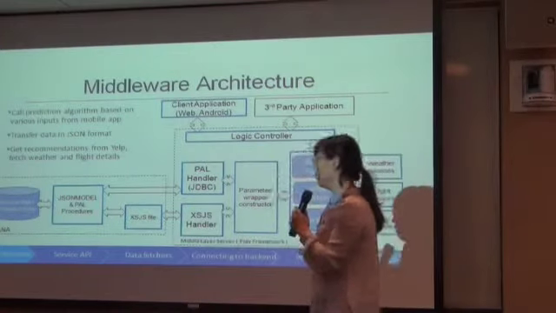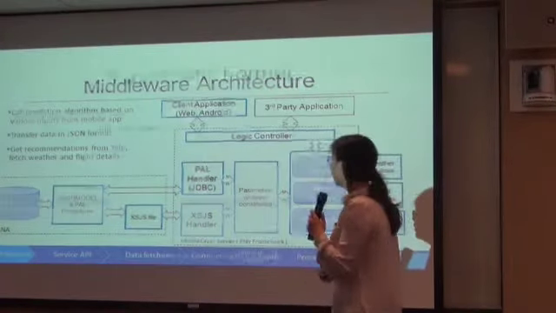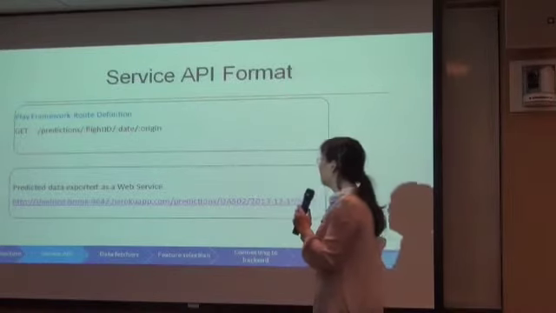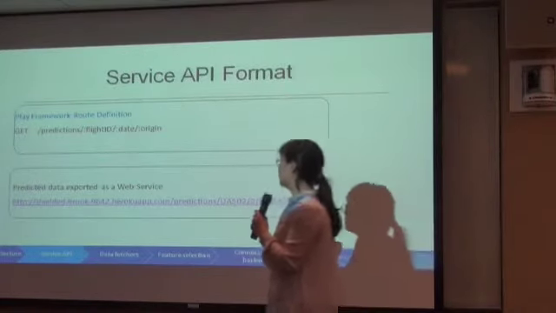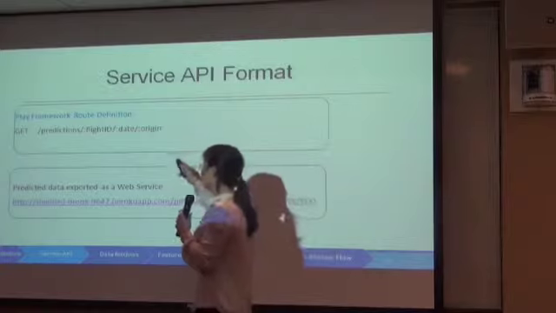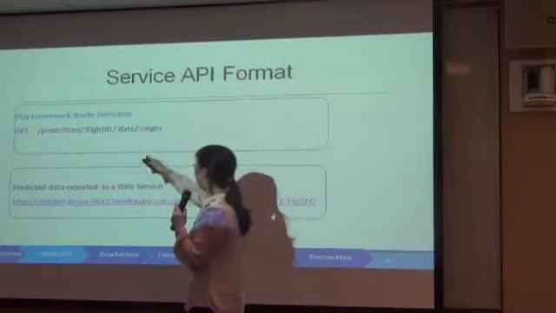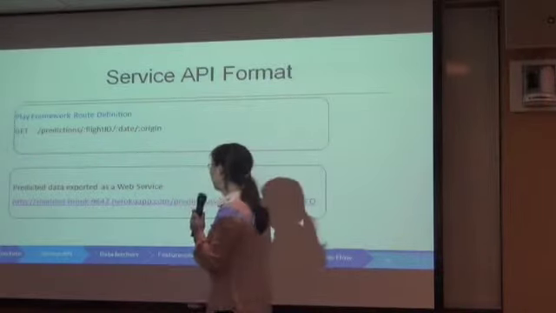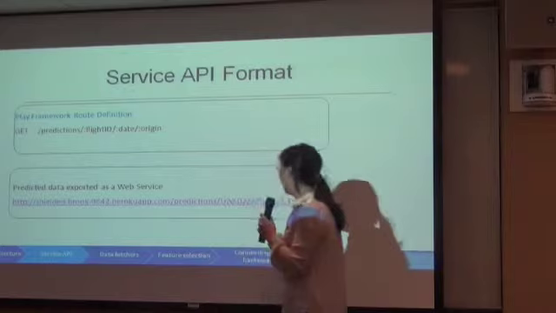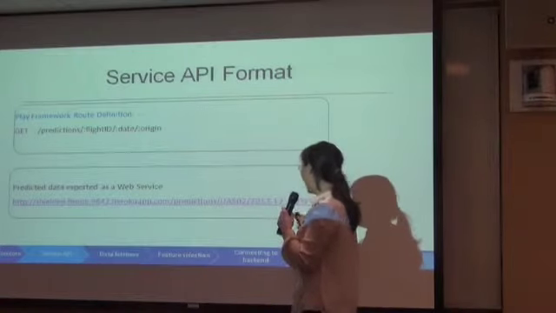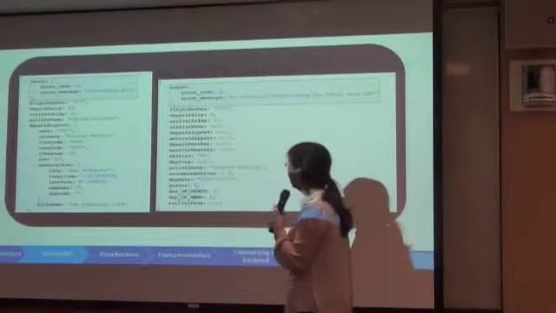So this middle layer is using the Play framework. And we are exposing this service as a web service. So we use Play to define this GET request. The prediction is the action name, and the following three are the parameters. So this is an example. When we call this URL, it will give such a response.